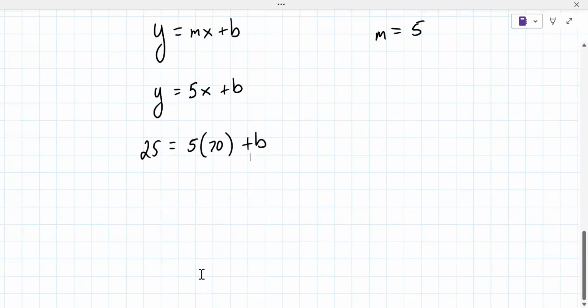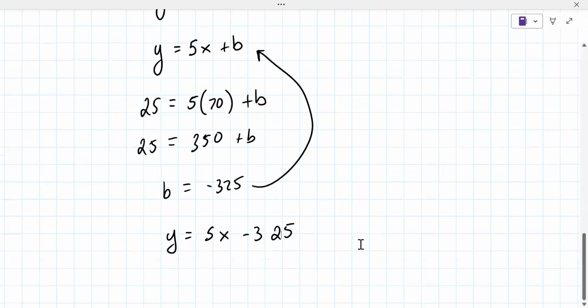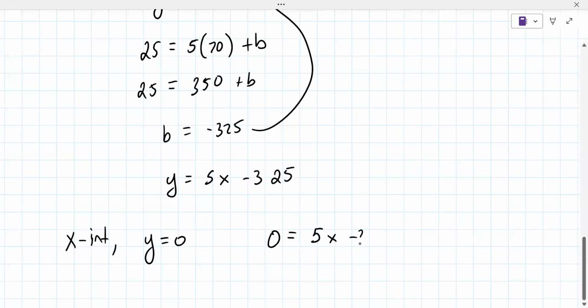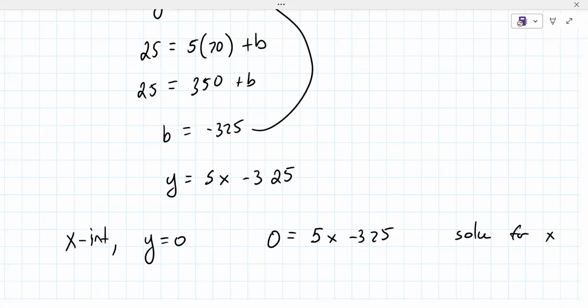And then you just multiply this out. So it's 25 equals 350 plus b, subtract 350, and b equals minus 325. So that goes back in here. So your equation is y equals 5x minus 325. And so the x-intercept, now we can finally do the x-intercept. That all leads into the x-intercept. The x-intercept is when y equals 0. 0 equals 5x minus 325, and you solve for that. All right. So could you try doing that for us, please? Yes.